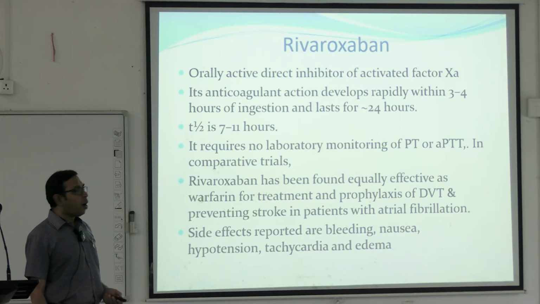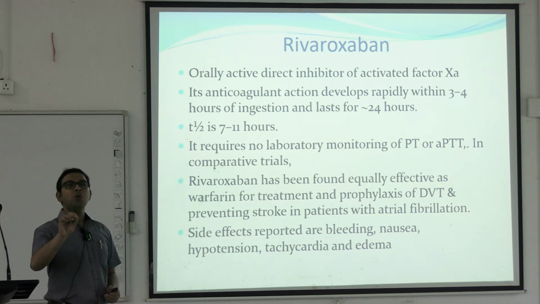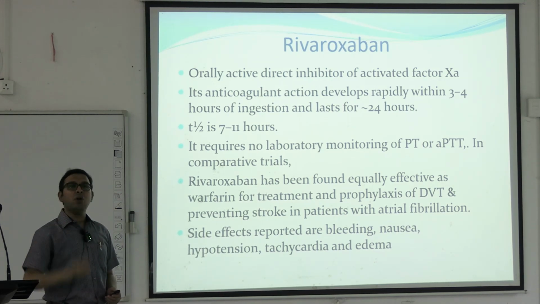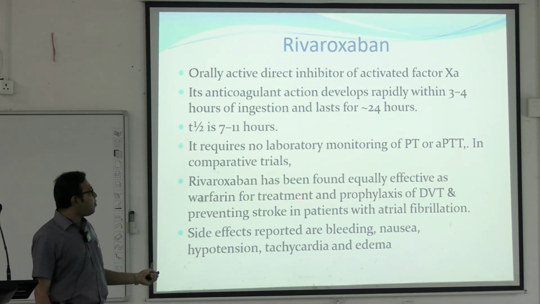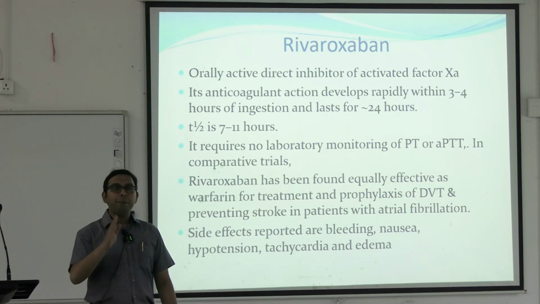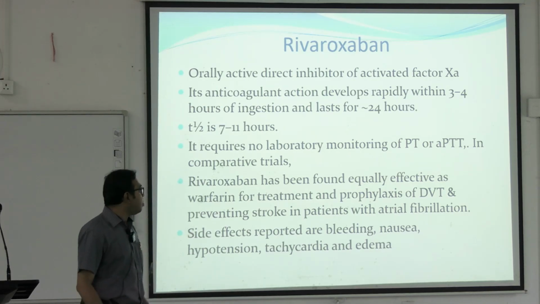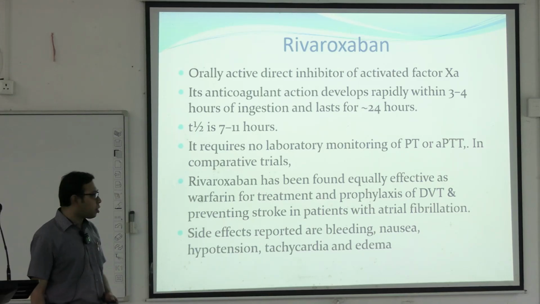Half-life is 7 to 11 hours. Again, it does not require any laboratory monitoring. We can use a fixed dose, a once daily dose. Rivaroxaban has been found to be equally efficacious in the prophylaxis as well as the treatment of deep vein thrombosis and pulmonary embolism, as well as preventing stroke in case of atrial fibrillation.